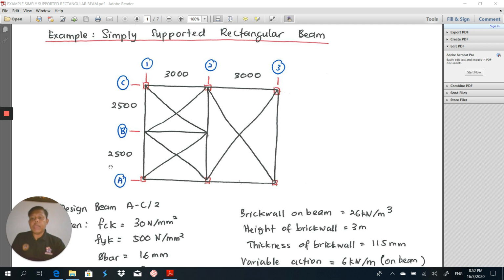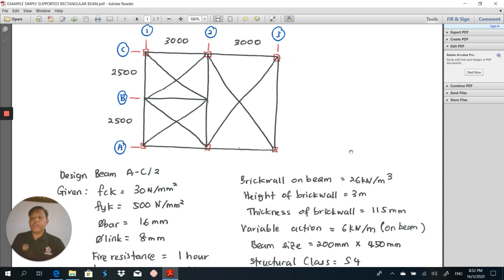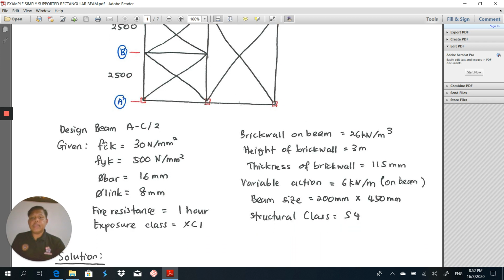So today we are going to design beam AC2. So this beam is AC2. This beam AC2 is connected to secondary beam B12. Therefore, we need to know and understand how we're going to transfer load from this secondary beam to this primary beam. Given here is the data that we need for the design.